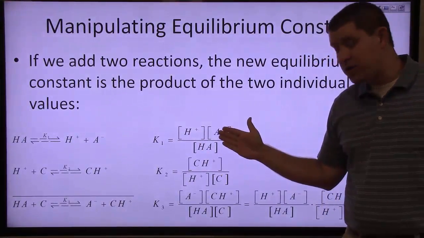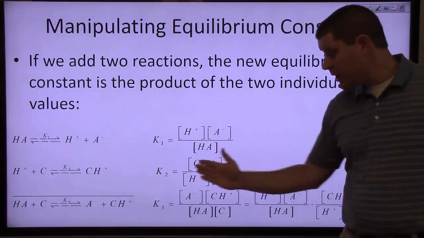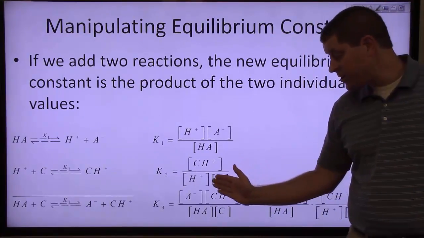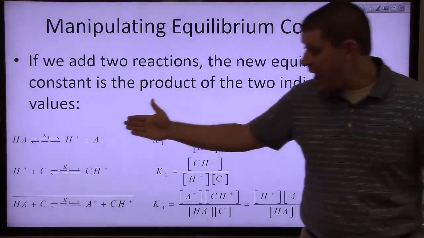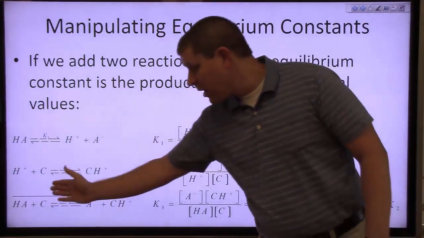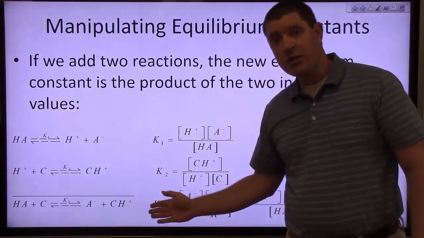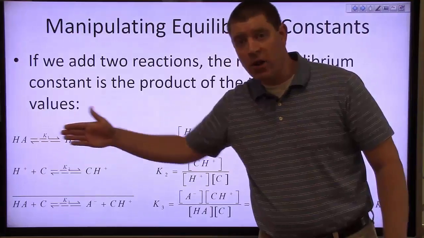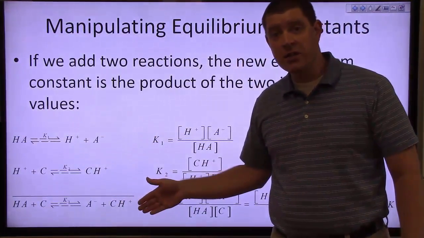K1 is equal to the concentration of H plus times the concentration of A minus divided by the concentration of HA. K2 is the concentration of CH plus divided by the concentration of H plus times the concentration of C. Now, if we add these two reactions together, then we have HA plus C react to give us A minus plus CH plus. That is, the proton comes off the A and attaches to the C, so A is now unprotonated and the C is now protonated.